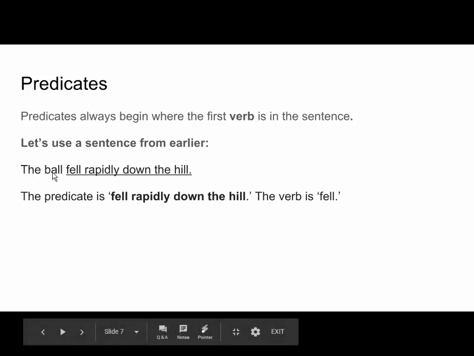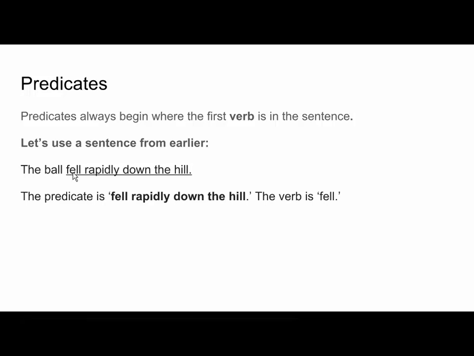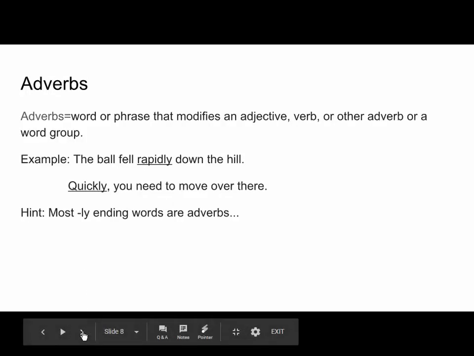We're talking about the ball. That's a noun. That's also our subject. That's what we're talking about. What did the ball do? It fell. That's where our predicate starts. That's a verb. So you can see that it always is the verb. Fell rapidly down the hill. Okay, yes, I know hill is a noun, but that's not what we're talking about. We're talking about the ball. The ball. All right, so let's move on.